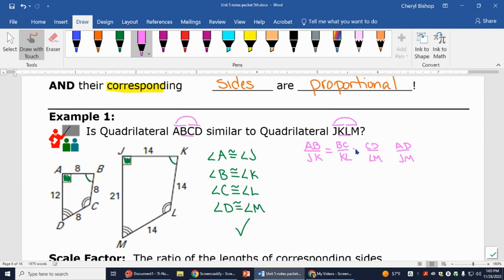If all of these are equal, then we say yes, they're proportional because proportions are equal fractions, right? So if those are all equal, then we can say yes, the sides are proportional. So I'm going to start with AB. From A to B, that's 8. From J to K is 14. Does that equal the next fraction? BC is 8.